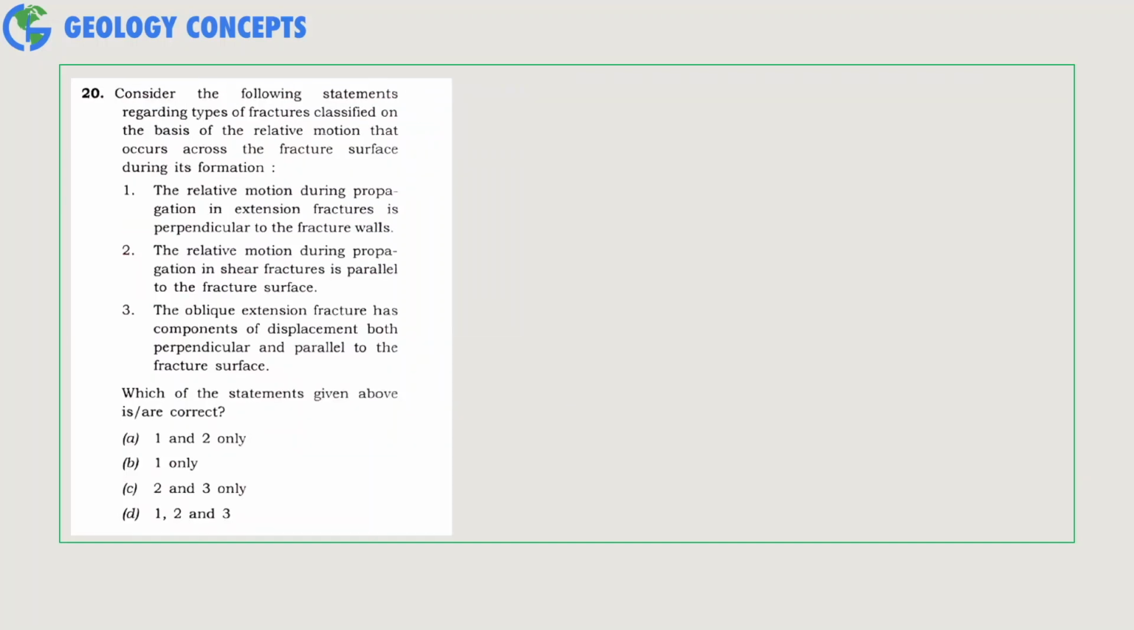So next question asks, consider the following statements regarding types of fractures classified on the basis of relative motion that occur across the fracture surface during its formation. Statement 1 says the relative motion during propagation in extension fracture is perpendicular to the fracture walls. The relative motion during propagation in shear fractures is parallel to the fracture surface. The oblique extension fracture has components of displacement both perpendicular and parallel to the fracture surface. Which of the following statements given above is or are correct?